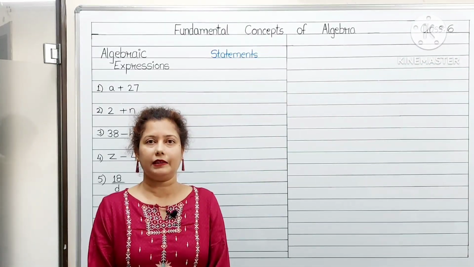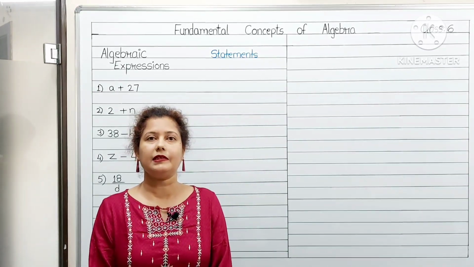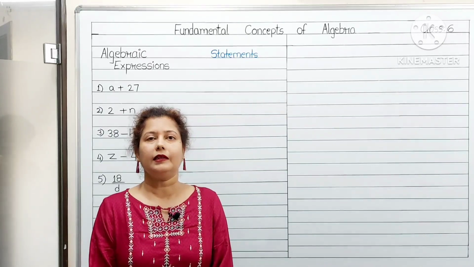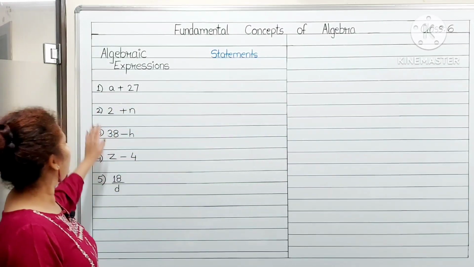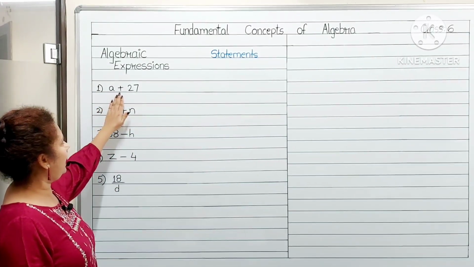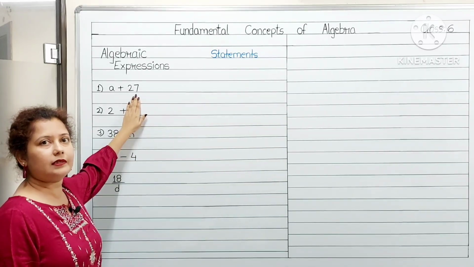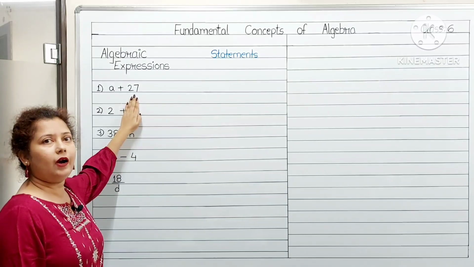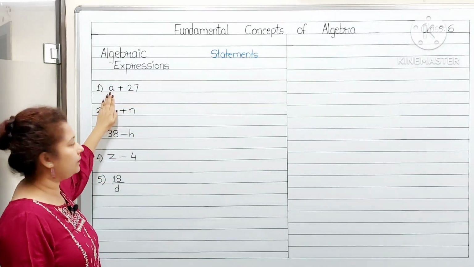Till now we have learned how to write algebraic expression for the given statement. Now we will understand how we can write the statement for the given algebraic expression. First example is a plus 27. So here in a simple way we can write it is the sum of a and 27. Or we can write 27 added to A.